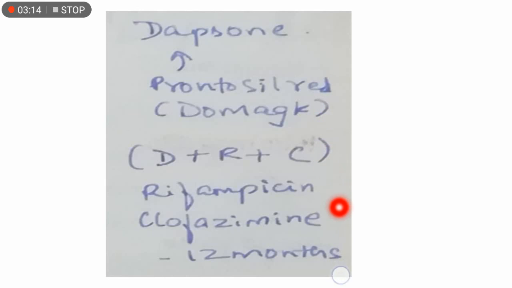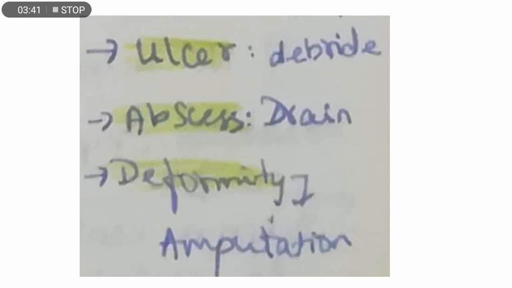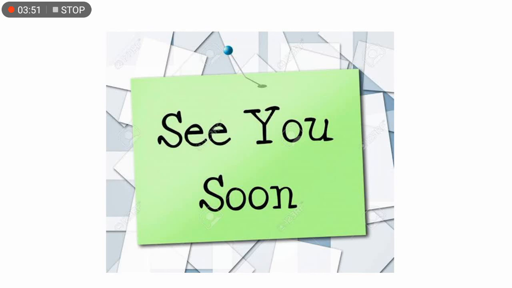So today, for a period of 12 months, the DRC regimen is used, that is dapsone, rifampicin, clofazimine regimen, to treat leprosy. About the surgical treatment, surgery is done for disability of the disease, and the aim of the surgery is to make the person gain the grasp and the pinch grip for the hand, and in the leg, a foot drop has to be treated by tendon transfer method. The trophic ulcers are debrided, the abscess is drained, and if the deformity is more than can be corrected, we have to amputate it. That's it. Read Bailey and Love.